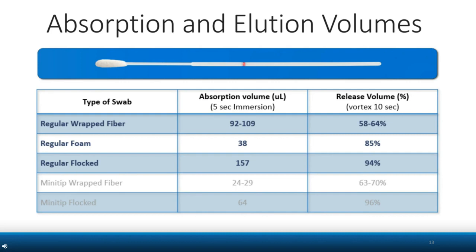And then if you look at the release volume, again, the regular wrapped fiber swab will release around 58 to 64% of the specimen that it absorbed. The foam swab releases about 85%, but again, the flock swab releases the maximum amount of specimen. 94% of the specimen that is absorbed onto the flock swab will then be eluted into the transport media.